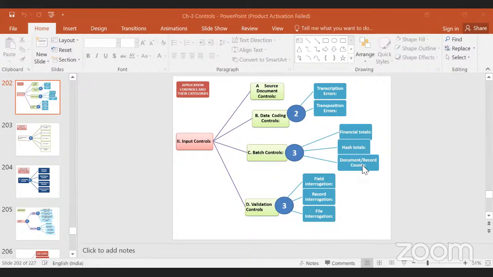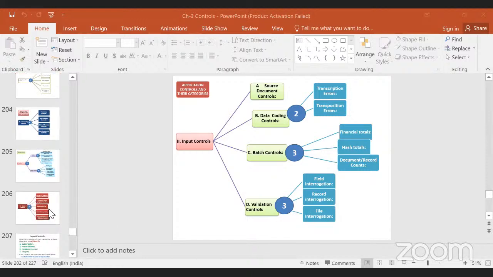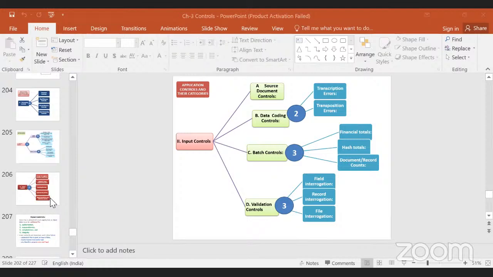Then the last one is validation control, D. Field interrogation, record interrogation, file interrogation. So let's move on to these controls so that we can have a clear-cut discussion. Field interrogation simply means the validity should be there. You would have studied this in the beginning.